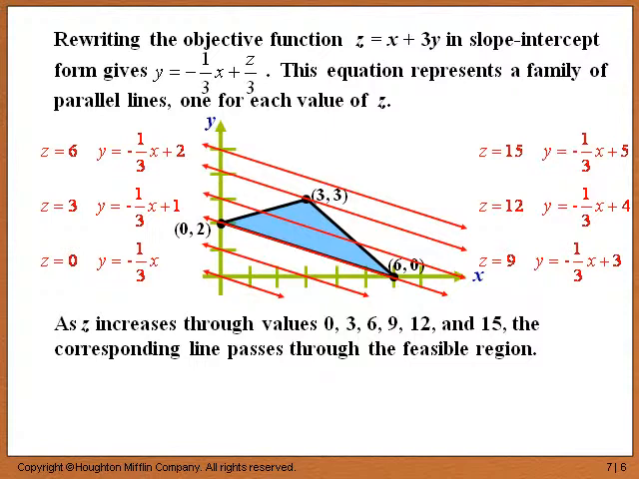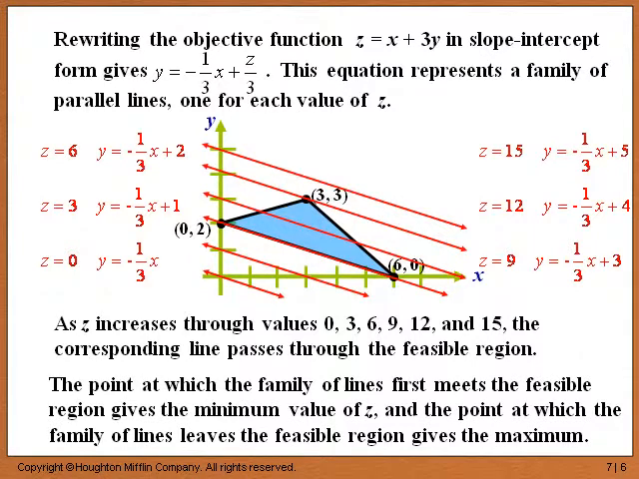And you can think of it this way: as z increases through values 0, 3, 6, 9, 12, and 15, the corresponding line passes through the feasible region. Of course, we could have used a lot more values than just those. We could have done 0, 1, 2, 3, 4, 5, 6, 7, 8, 9, 10, 11, 12, 13, 14, 15, etc. Just for the sake of time, we didn't do that.